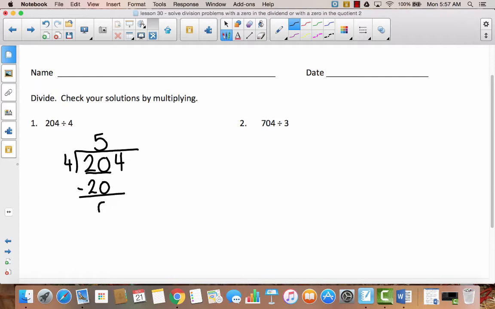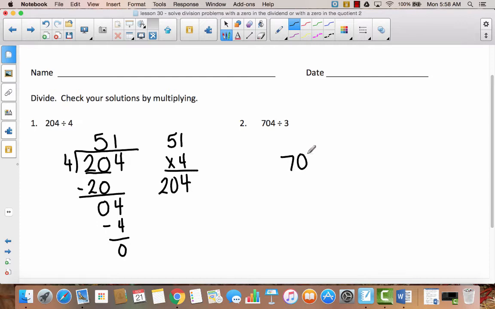And I have no tens left over. So now I'm going to bring down my 4 ones. And 4 ones divided by 4 would be 1. And 1 times 4 is 4. That leaves me with a remainder of 0. So let's go ahead and check this problem really quickly using multiplication. All right, so I get 4 times 51, and 204, so it checks out. Okay, so even though it had a 0 in the dividend, it kind of worked out like a typical problem. All right, so let's take a look at this one because this is going to be a little bit different.